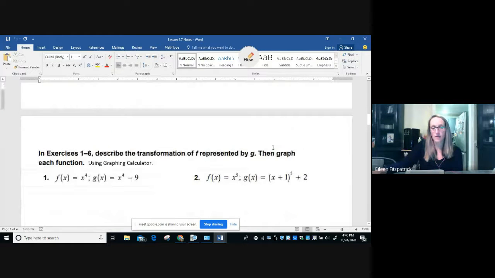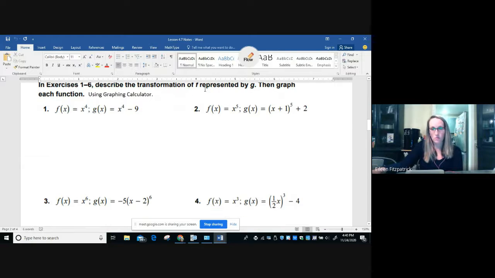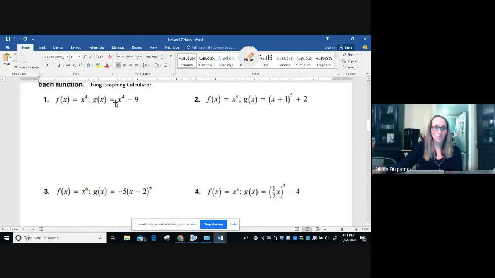Okay. All right. So for these, it says describe the transformation of f of x by g, then graph each function. You're going to use your graphing calculators for all of these, so I'm not going to take the time to graph every single one of them with you during this video lesson. I think we've graphed enough. I'll show you maybe one as an example, but you should be able to graph them on your own. What I'm more interested in is making sure that you know what the transformation is, just looking at the f of x and the g of x. So we'll go through some of those together, okay?